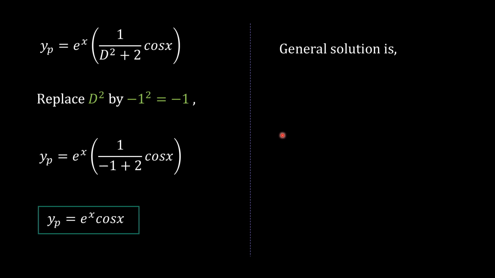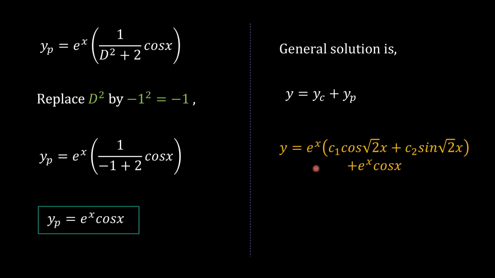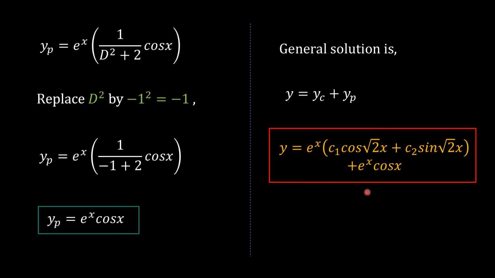And therefore the general solution is given by y is equal to yc plus yp. Now replace yc and yp by their corresponding expressions. That will give us y is equal to e raised to x into c1 cos of root 2x plus c2 sin of root 2x, plus e raised to x into cos x, which is the required general solution. So see how simple this method is and how simple this rule is to apply to the given differential equation whose right hand side function is of the form e raised to x into v. For more clarity, let us consider the next example.